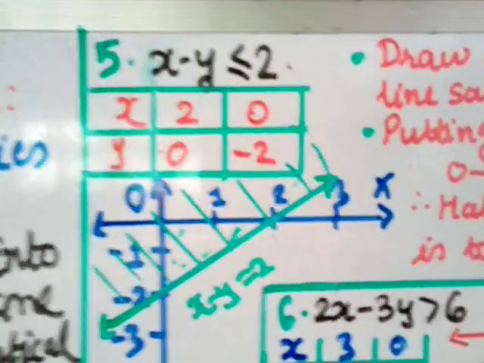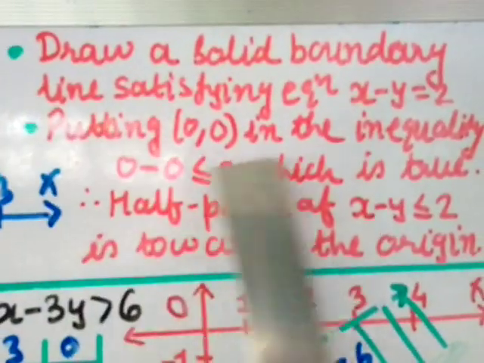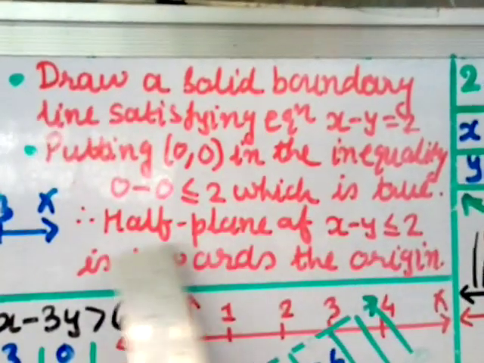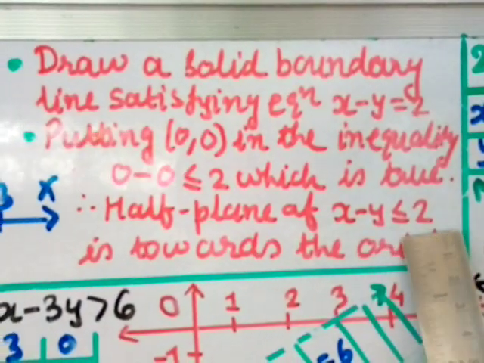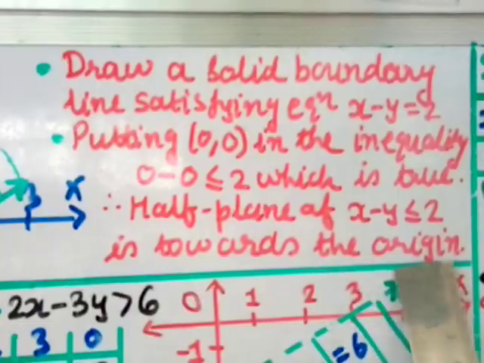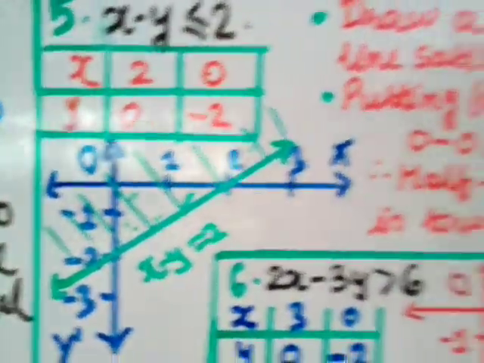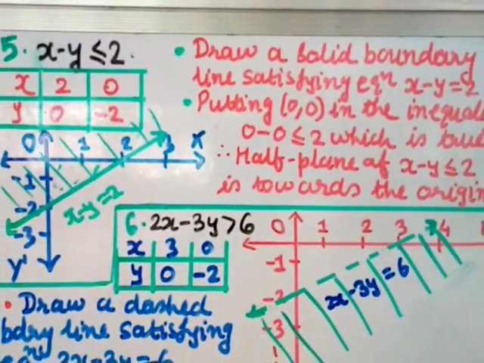It is true because 0 can be less than 2. That means in the inequality, 0 minus 0, that is 0 less than 2, which is true. Therefore, the half plane of x minus y less than or equal to 2 is towards the origin. Towards the origin means towards this side, which I have shown in the graph. So that is the solution for question number 5.